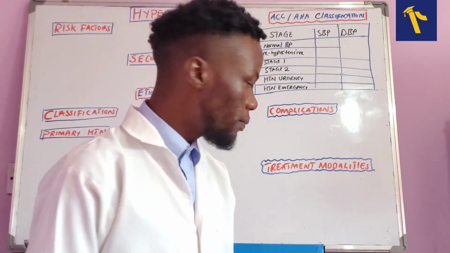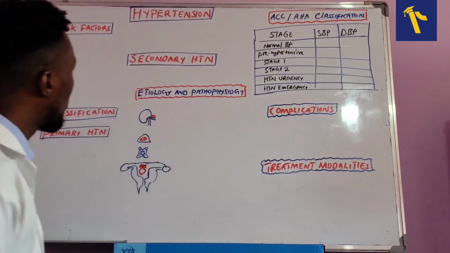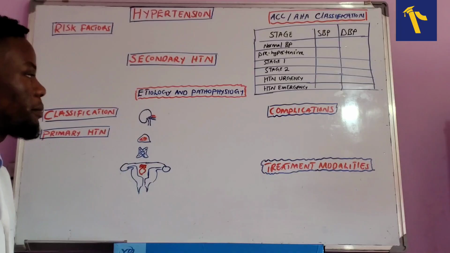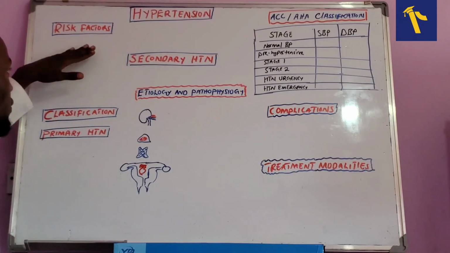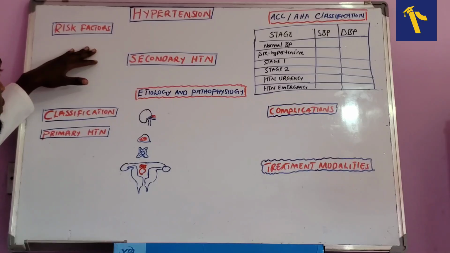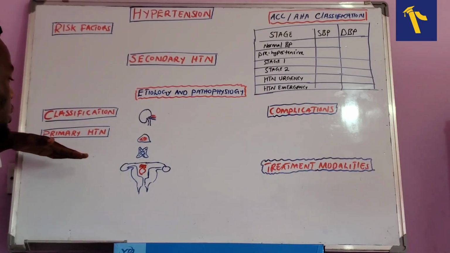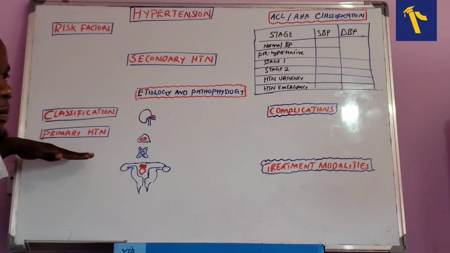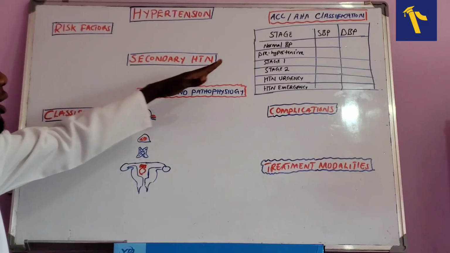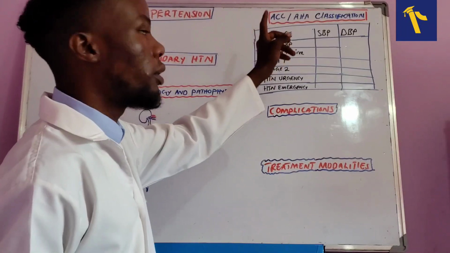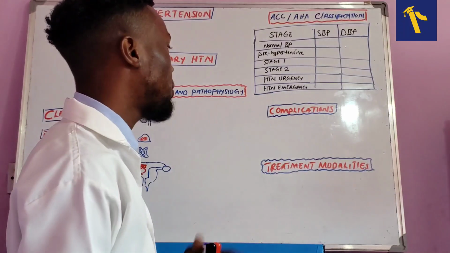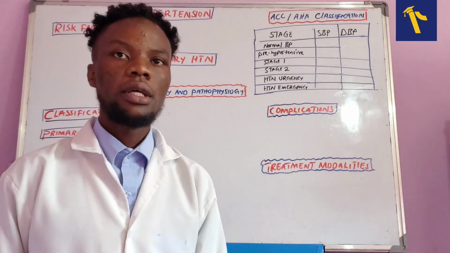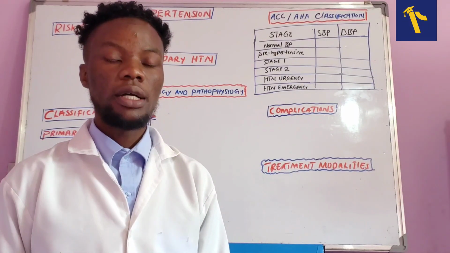Now in this video, let us try to talk about hypertension. What we'll do is talk about hypertension, the risk factors associated with hypertension, the classification of hypertension, which includes primary hypertension, secondary hypertension, and the ACC/AHA classification. Then we'll finish up with the complications as well as the treatment of hypertension.